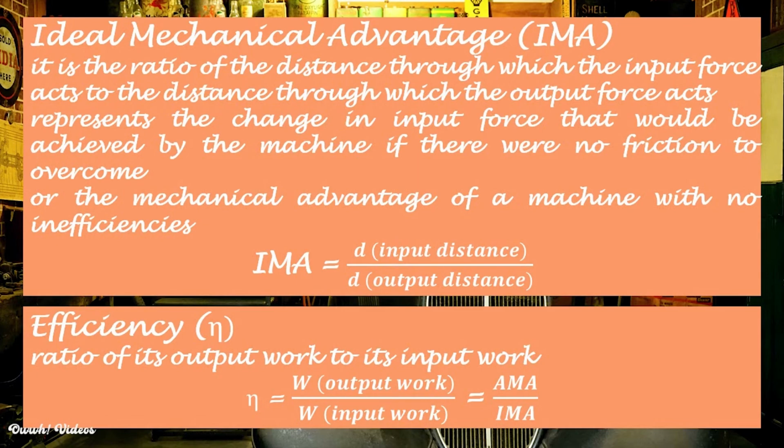Efficiency. Ratio of its output work to its input work. Eta equals output work over input work, or AMA over IMA.